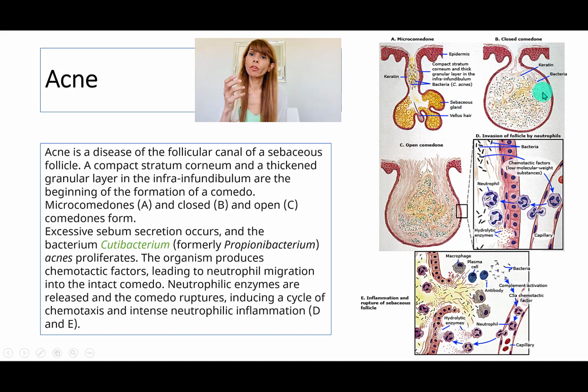When there is excessive secretion of sebum, then there is also invasion by bacteria, and the culprit bacteria, which is basically known to be involved in this case, is Cutibacterium. So when all of these things are put together, then comedones develop, and once the comedones develop, they invite neutrophils and chemotactic factors, and these neutrophils are going to release granules and cause all kinds of inflammation, and that's how we see the papules and the nodules and the scarring associated with acne.